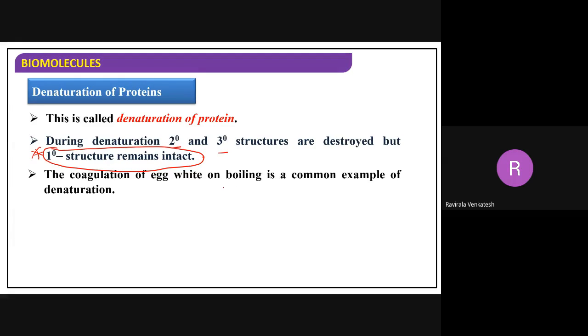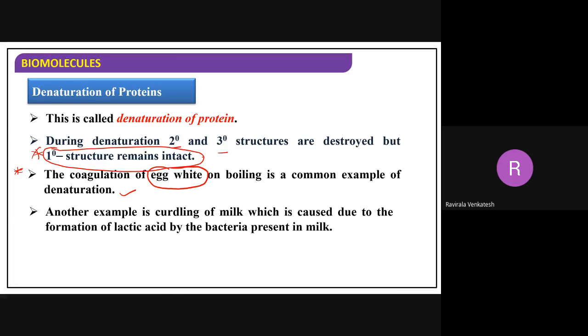Now, when you observe the coagulation of egg, egg white especially, on boiling is a common example of denaturation. When you boil the egg, it will coagulate, a simple precipitate. This is nothing but denaturation. So how are you eating the egg? By denaturing the proteins. So it is one of the examples of denaturation.